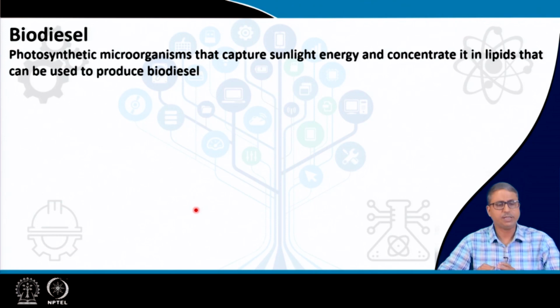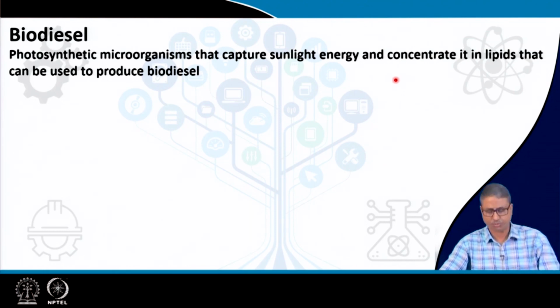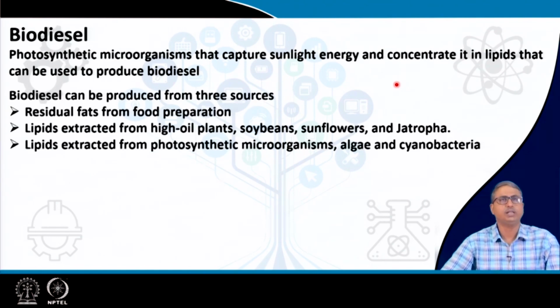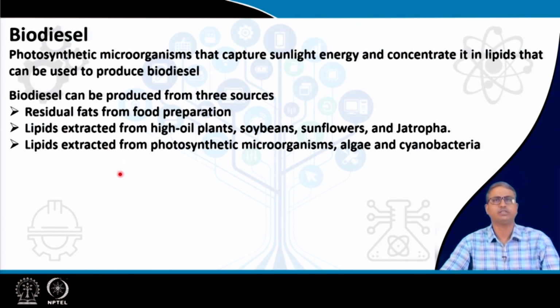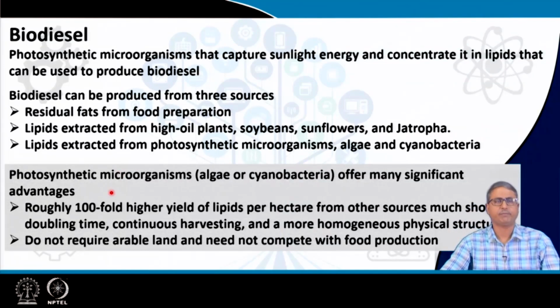Similarly, biodiesel is found to be another very important form of bioenergy, where photosynthetic microorganisms are used that can capture sunlight energy and concentrate it in lipids, which can be used to produce different forms of biodiesel. Biodiesel can be produced from sources such as residual fat from food preparation, lipids extracted from high-oil plants like soybean, sunflower, jatropha, and lipids extracted from photosynthetic microorganisms, algae, cyanobacteria, etc.